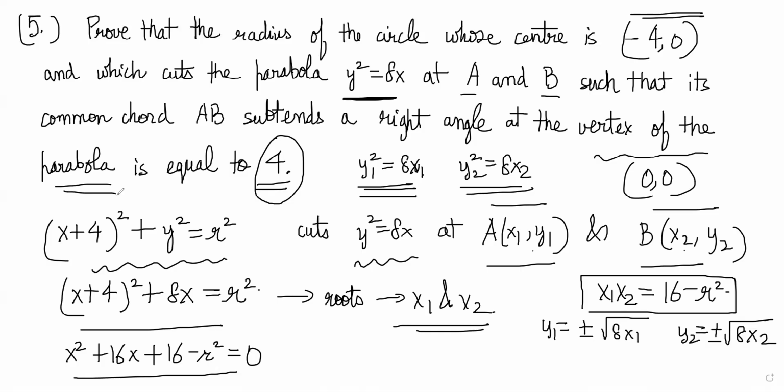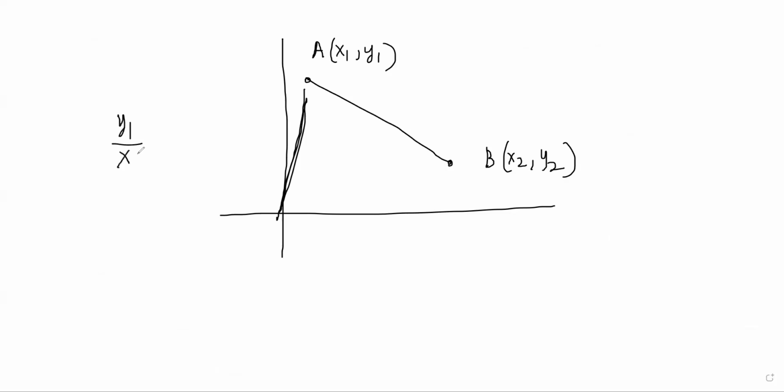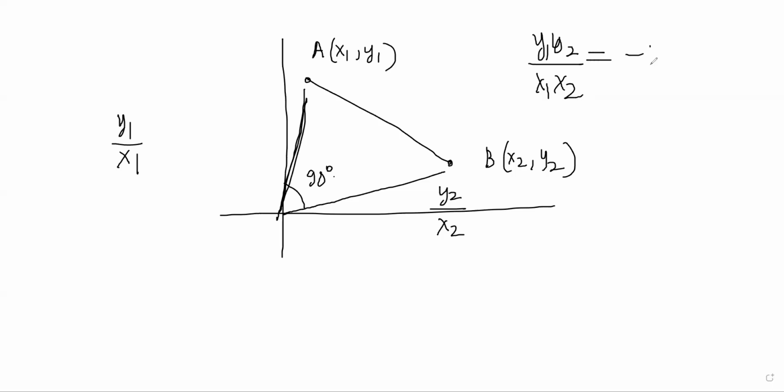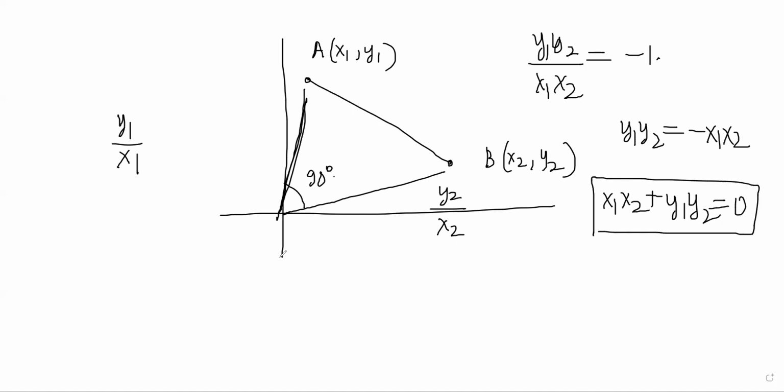So since the chord AB subtends a right angle at the vertex of the parabola, and the vertex of the parabola is (0, 0), A and B could be two points. A is (x1, y1) and B is (x2, y2). And we know the slope of this line would be y1/x1 and the slope of this line would be y2/x2. And this has to subtend 90 degrees. So we know that the product of the slopes, y1y2/(x1x2), is -1. So y1y2 should be -x1x2, right? That is the result that we know. Or x1x2 + y1y2 should be equal to 0, right? This result we know.